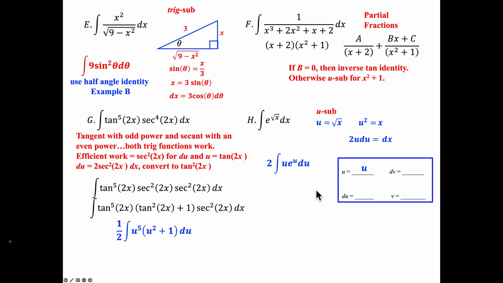So u is u, e to the u du is my dv, the derivative of u is du. If I take and integrate e to the u, that's just e to the u. And so now that's 2 times uv, there it is, u times e to the u, minus the integral e to the u du. And if you wanted to integrate that real quick, that would just be minus e to the u plus a c, and then distribute the 2.